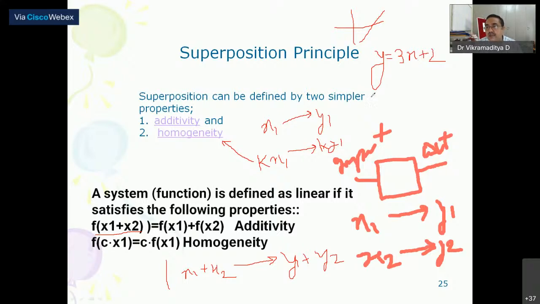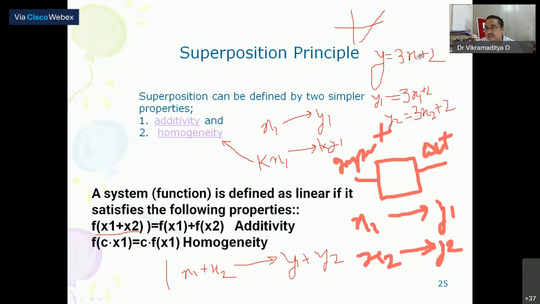I apply an input x1 and get an output y1. So y1 is equal to 3x1 plus 2. Am I correct? Now I am applying another input x2 and getting an output y2. So y2 is equal to 3x2 plus 2. So this is clear. I have applied x1 and x2 separately and got the corresponding responses y1 and y2.